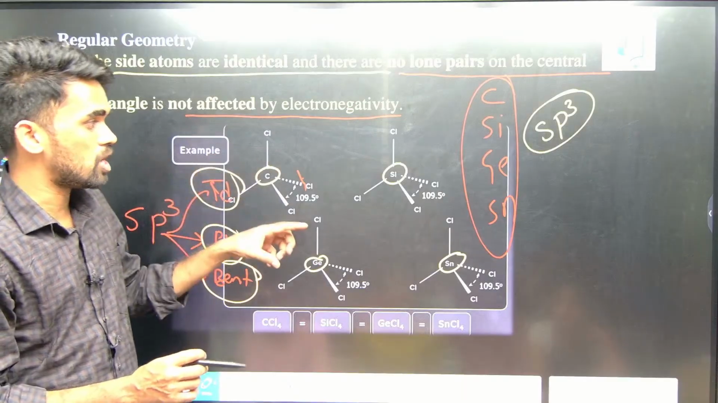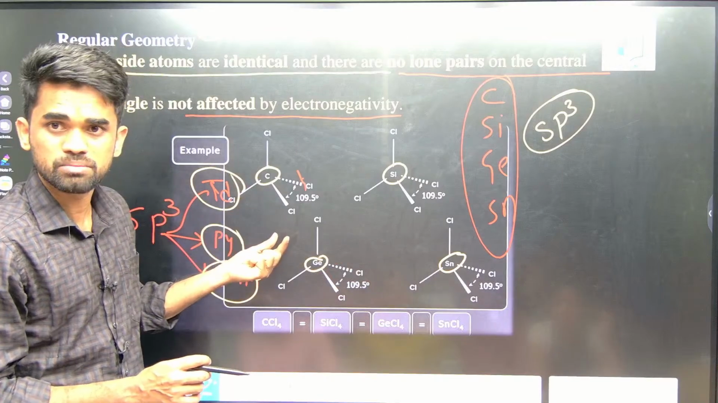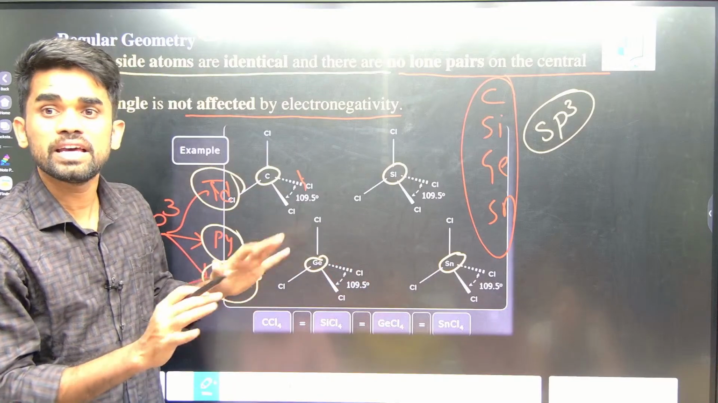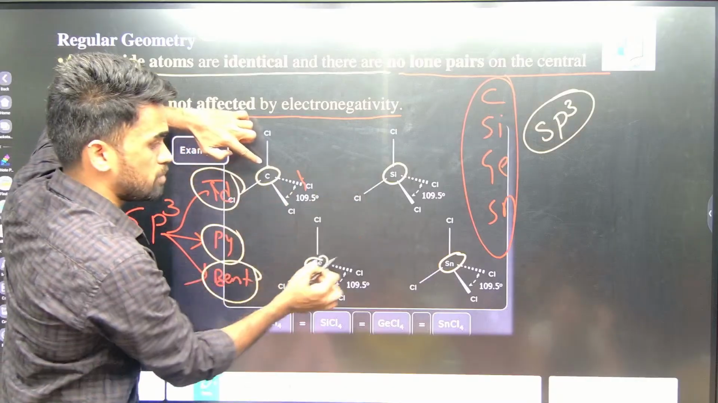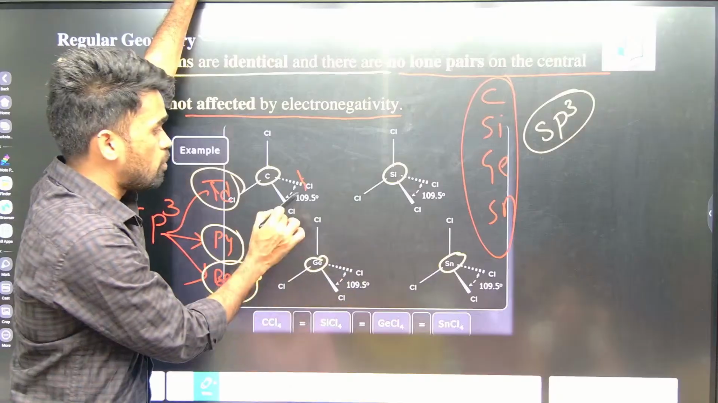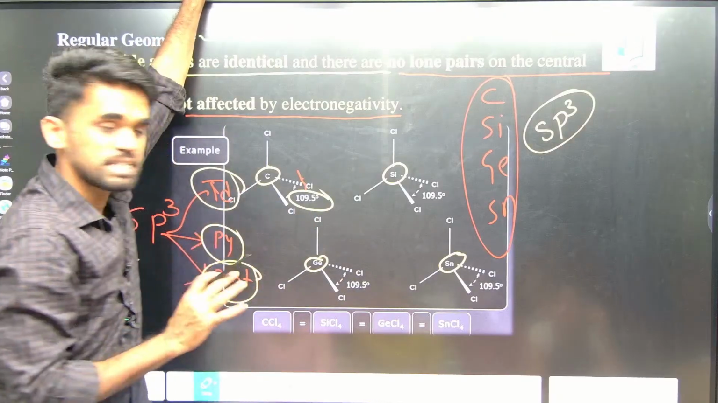So in regular geometry, even if you change the atoms, the central atom or the surrounding atoms, there is no change in their bond angle. It will always be the same. See, carbon, silicon, germanium, tin, whatever it may be, the bond angle will be fixed at 109.5 degrees. Okay, is this clear?